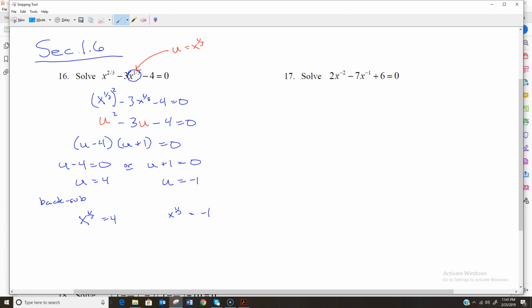So how do you get rid of a 1/3 power? Well, a 1/3 power is like a cube root. So to undo it, we want to take it to the third power. So x to the 1/3 to the third is just x to the first, and then 4 to the third would be 64. So x could be 64 is one of our solutions. And then over here, same thing. I'm going to take this to a third power, and negative 1 to the third power is just negative 1. So your two solutions are 64 and negative 1.